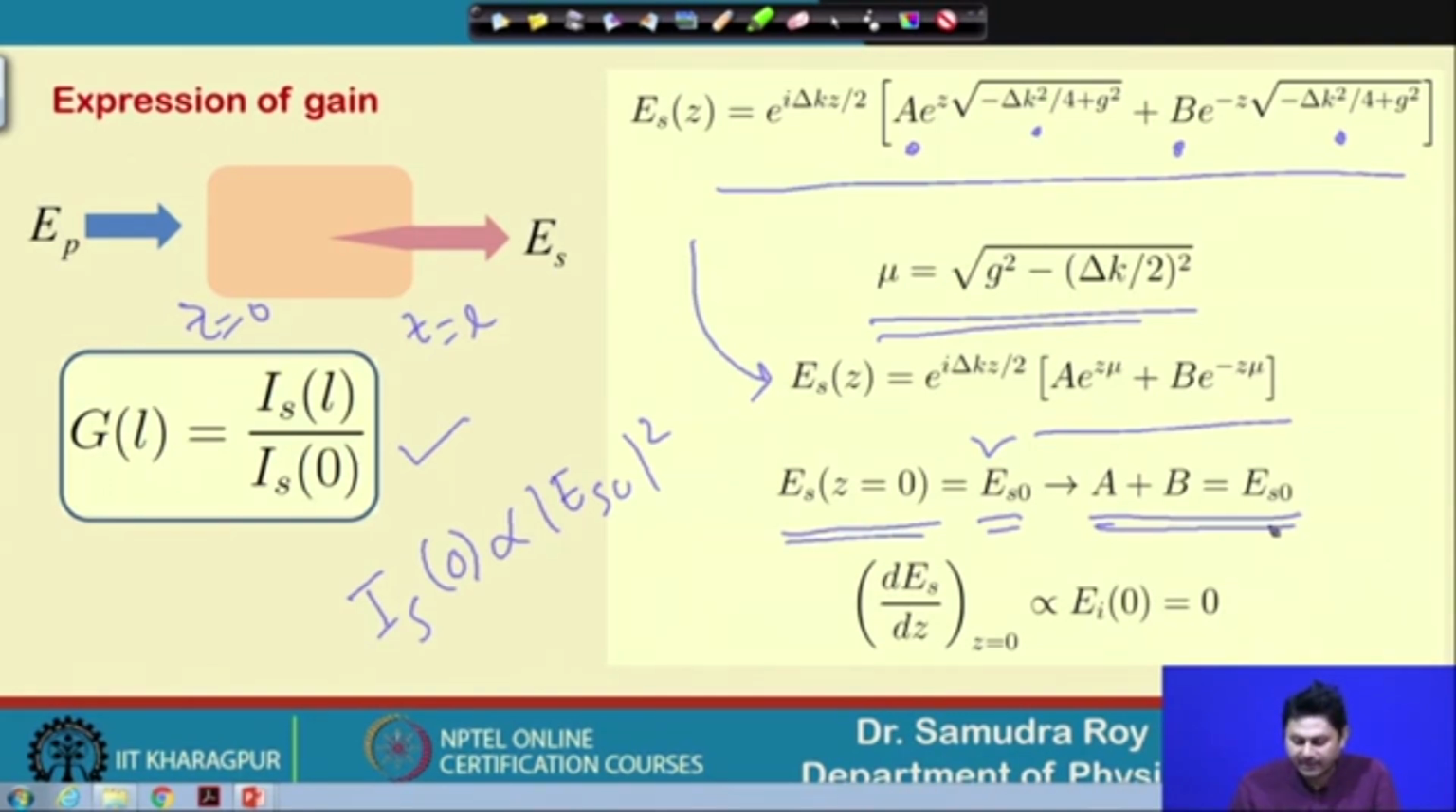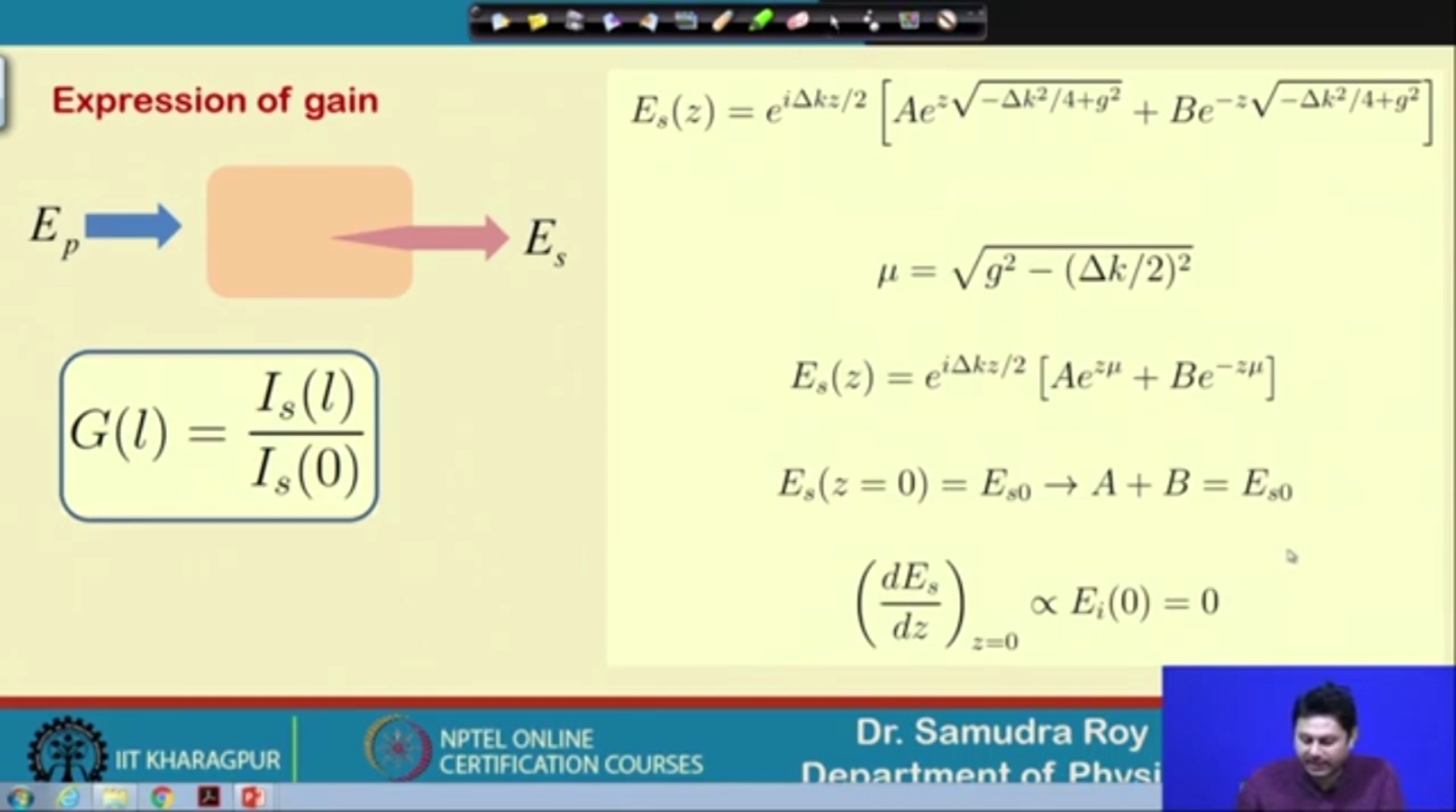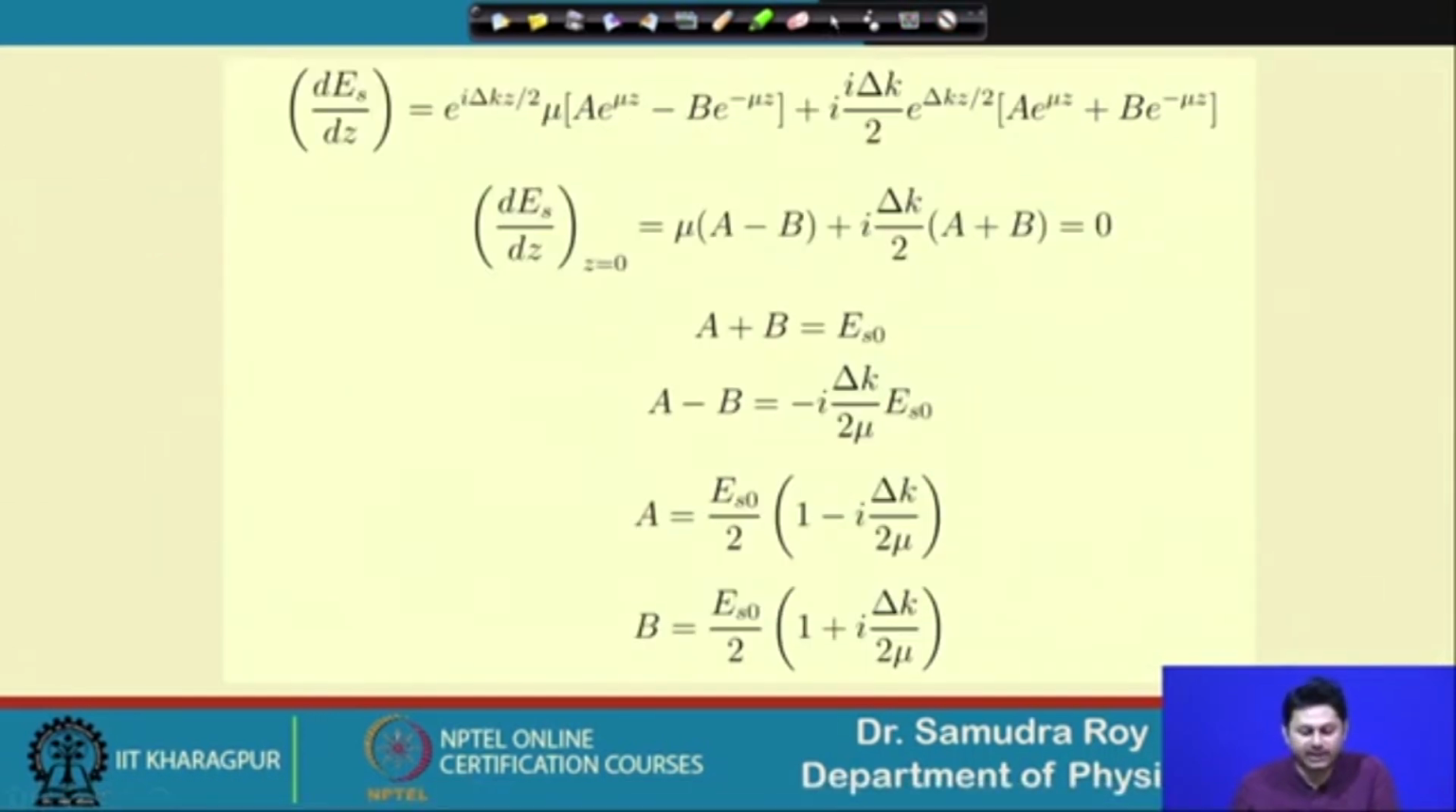Now, when we have two variables like A and B, one condition we find by putting z equal to 0, and another condition we can find by taking the derivative of the left hand side, and that is equal to 0, because there is no idler here at z equal to 0. So, dE_s/dz at z equal to 0 should be proportional to E_i, the idler field at z equal to 0, which is 0. There is no idler at z equal to 0. So, when it is 0, we have another expression, which gives another relationship between A and B, and we can solve and find exactly what A and B are.